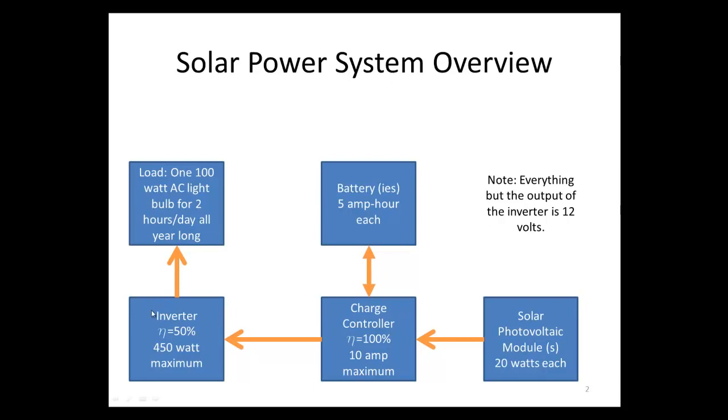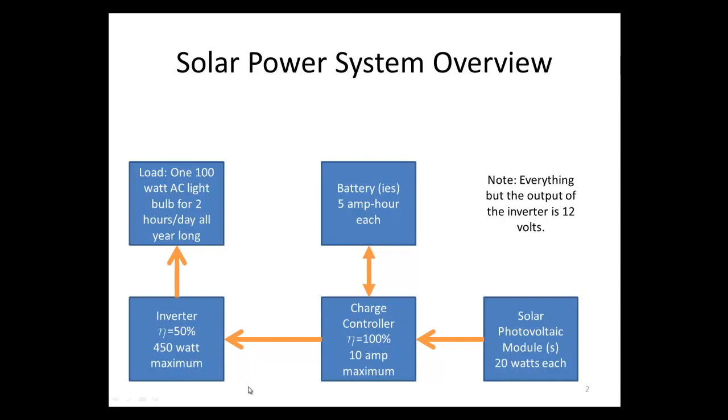Then we have an inverter. What an inverter does is it takes DC electricity and converts it to AC electricity, and it loses some electricity along the way. So we're going to assume that our efficiency is 50%. Efficiency is a lot of times labeled with a Greek letter called eta, so whenever you see eta, think efficiency. And our inverter has a maximum power rating of 450 watts, so we'll have to take that into account.